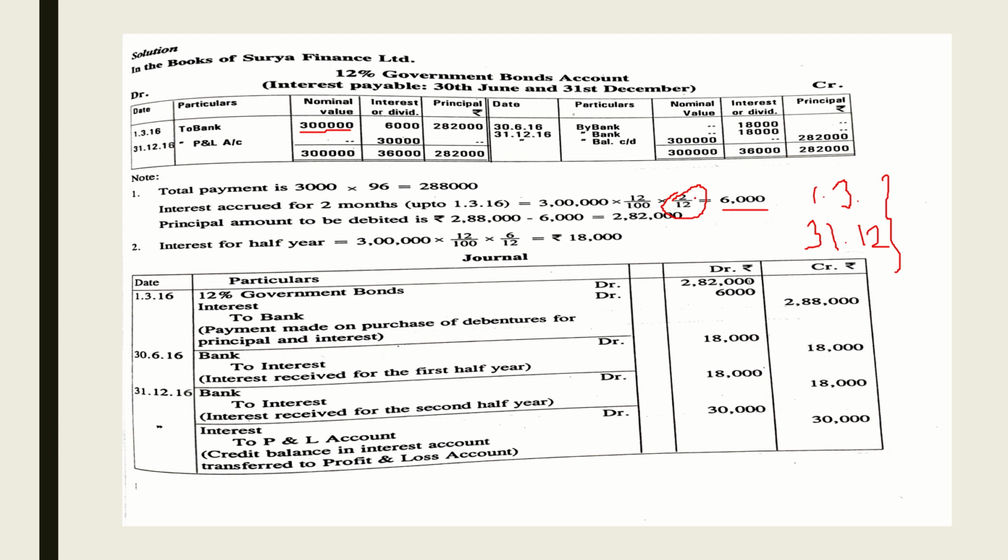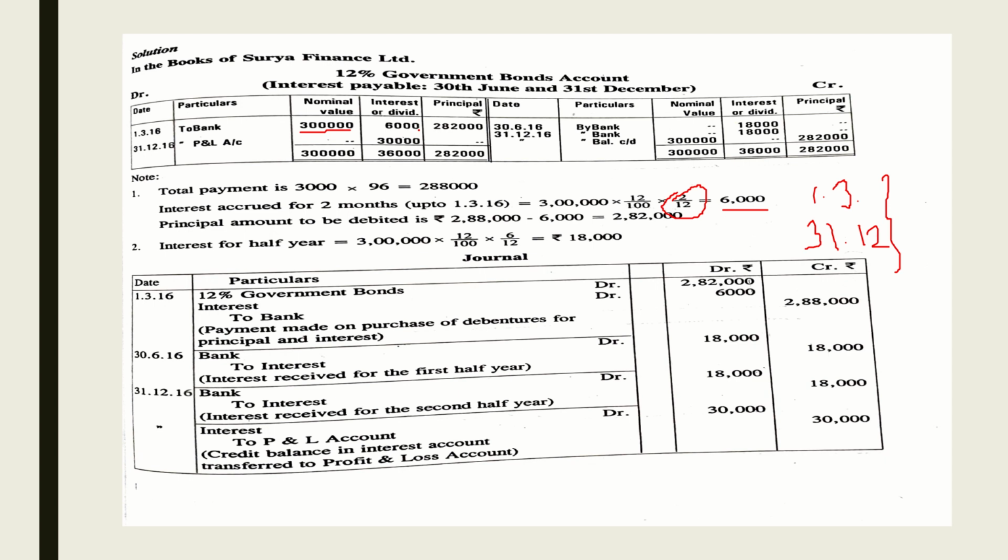I'll tell you the calculation once again. Since the purchase happened on cum interest, there will be an amount that should come in the interest or dividend column because the purchase happened on a cum interest basis. So now we'll calculate what is the amount of interest.